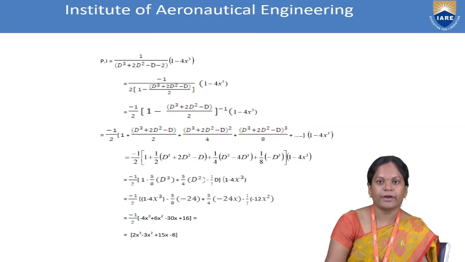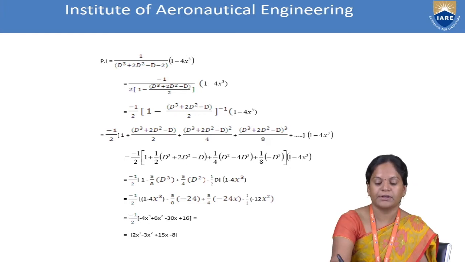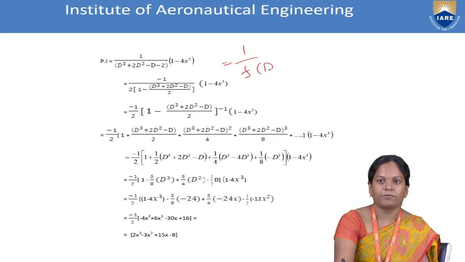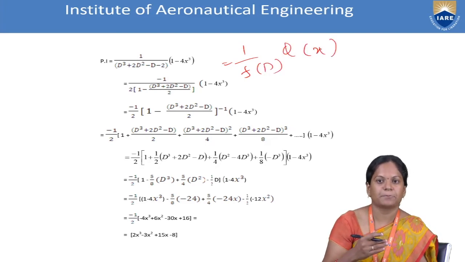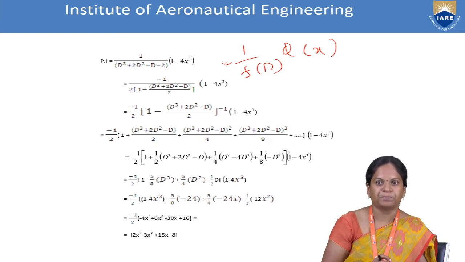Now next we have to find the particular integral. How can we find the particular integral? The general formula for any q of x is particular integral equal to 1 by f of D into q of x. In this case, q of x is nothing but x power k. So first write f of D. What is f of D here? D cube plus 2D squared minus D minus 2, into q of x. What is q of x? 1 minus 4x cube.